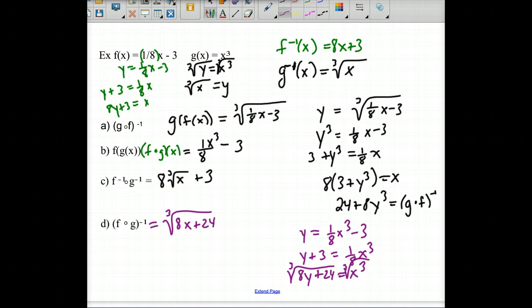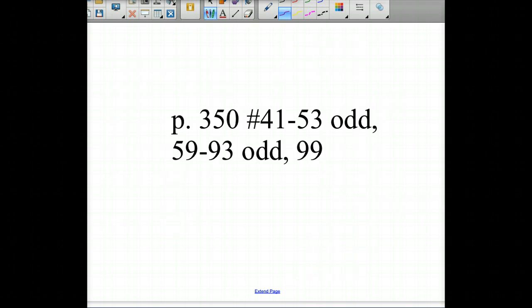All right, so that was a pretty long example. Just a lot of different ways of looking at inverses and composite functions together.